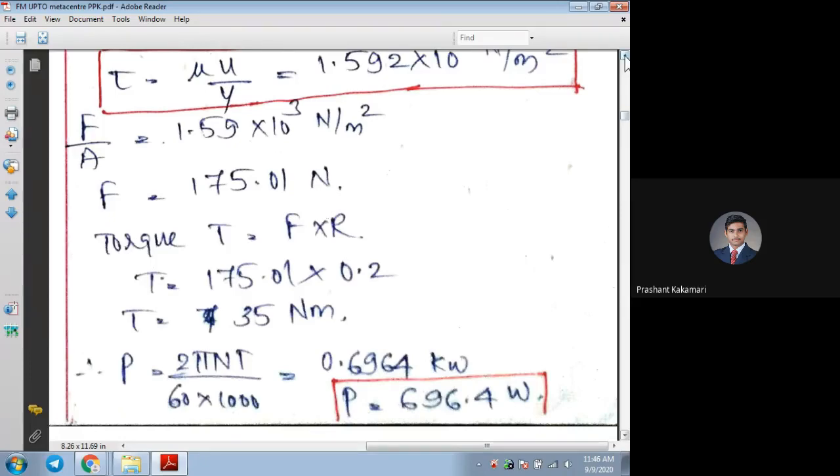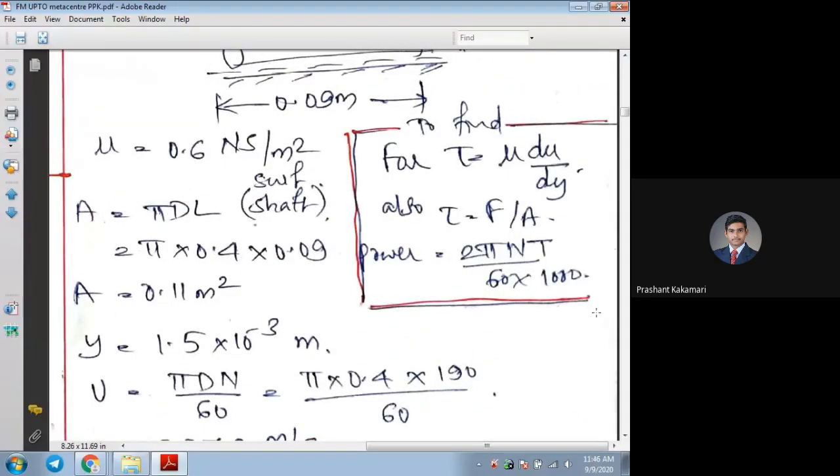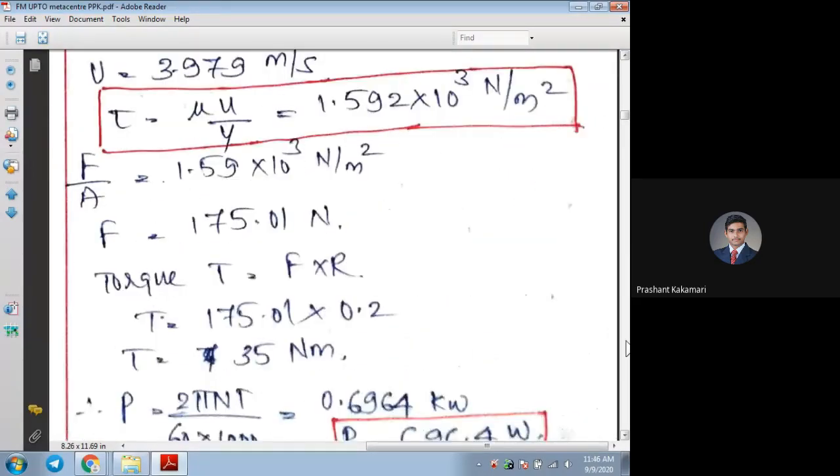The radius of the shaft is known, because they have given the diameter of the shaft. The diameter of the shaft is 0.4 here, so the radius of the shaft is 0.2. So 0.2 into 175, the torque required is 35 Newton meters. Force is in Newton, radius is in meters.